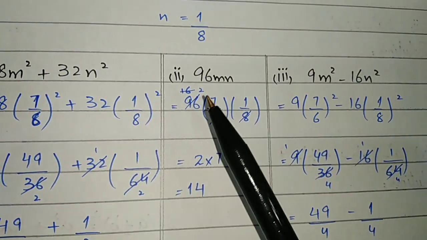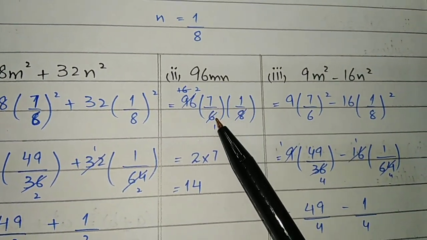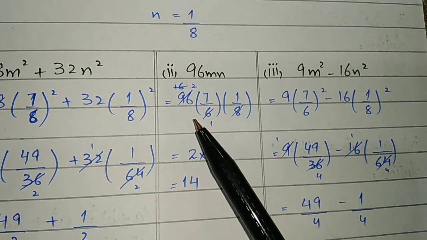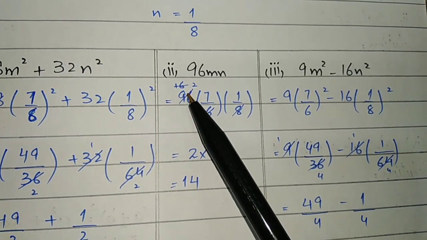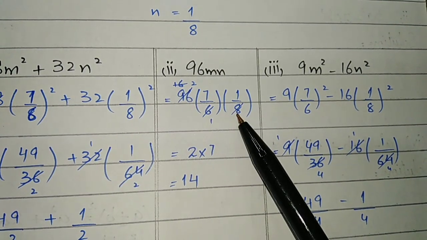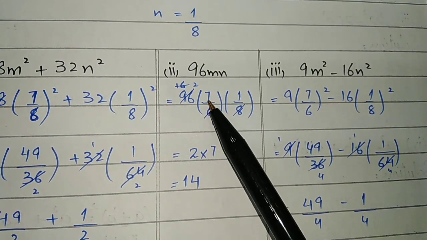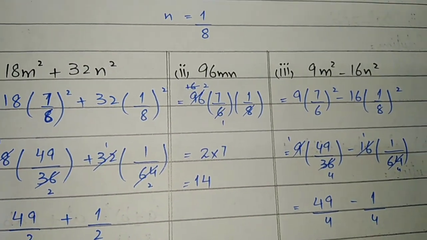Part number 2 is 96mn. M is 7 over 6 and n is 1 over 8. Now on the table of 6, 6 1s are 6, and 6 6s are 36. Now 8 1s are 8 and 8 2s are 16. So 2 times 7 is 14.